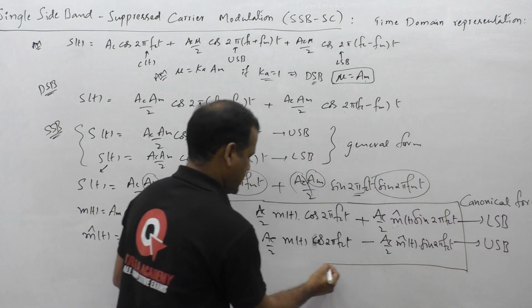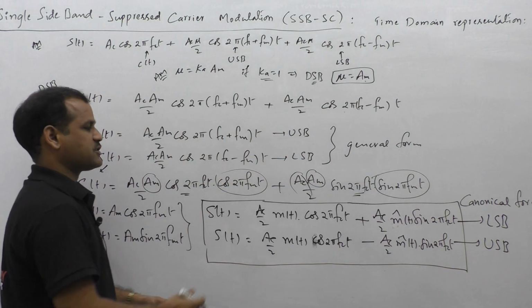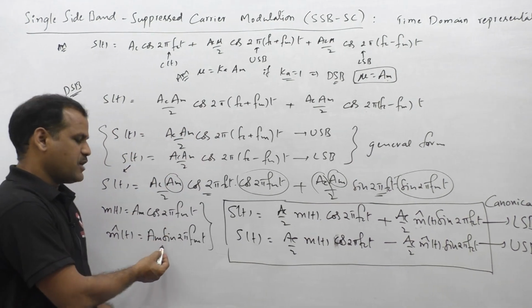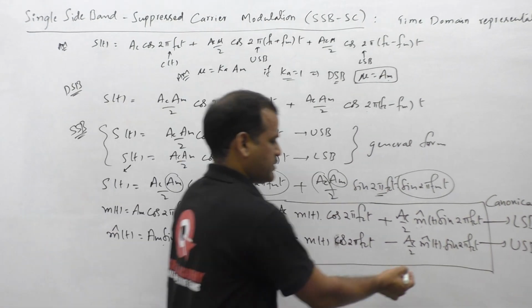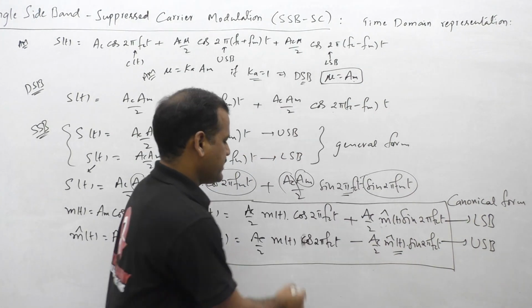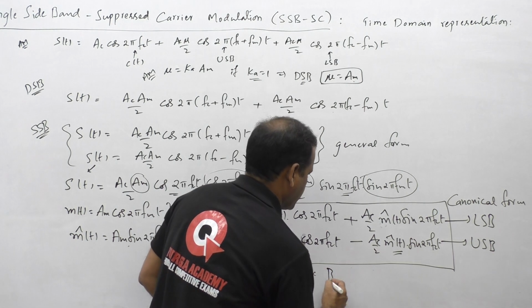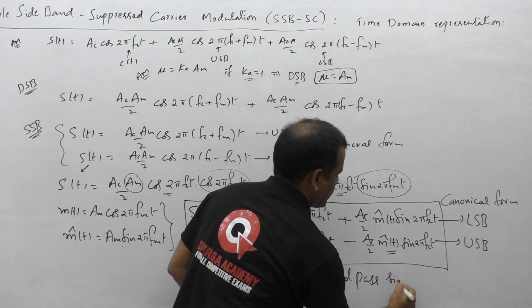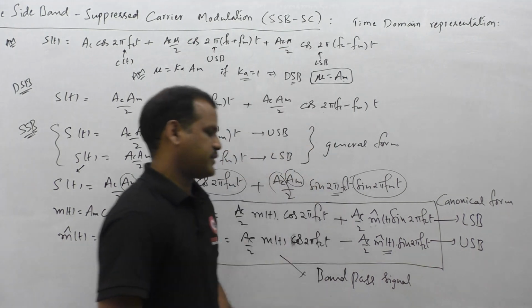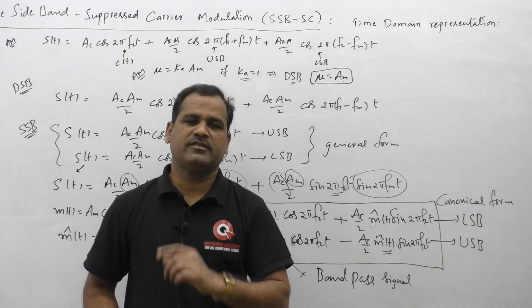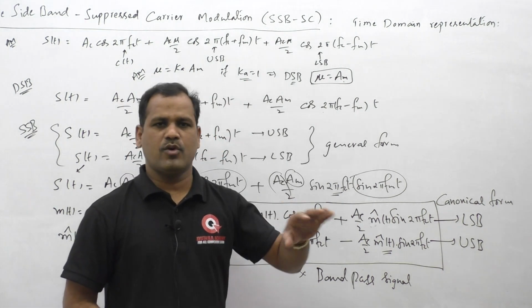That is taken from the general form by expanding cos(A minus B) and then by taking the message signal and its Hilbert transform. So this Hilbert transform we are representing with m cap of t. And finally, this SSB signal is also a band pass signal, which can be passed through a band pass filter. All modulated signals are band pass signals. All modulating signals are baseband signals or low pass signals.